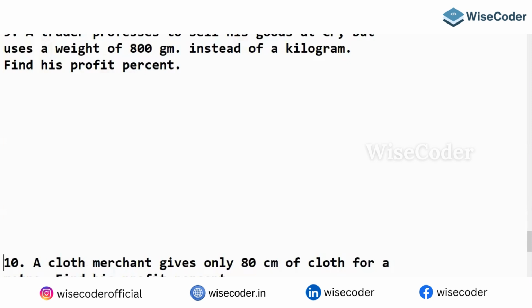So please understand the question. A trader is giving only 800 grams instead of what? Instead of 1000 grams. 1 kilogram equals 1000 grams. So he is giving 800 grams instead of 1000 grams. He is asking for the profit percentage. So please pause the video and try to answer this question.